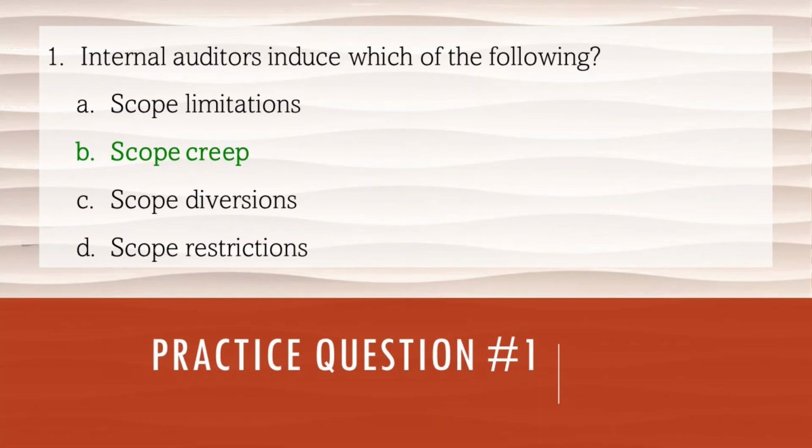So we might want to look at all that stuff, but then management may come back and say, hey, no, you all are creeping the scope. We're only supposed to look at this stuff. Only look at how purchases are made, not about the journal entry side in the accounting system. So that's why B is the correct answer.